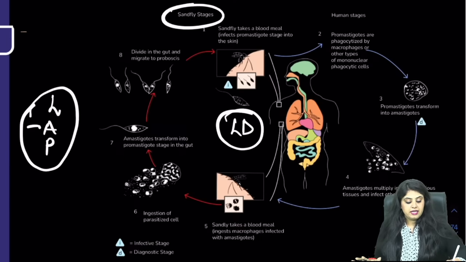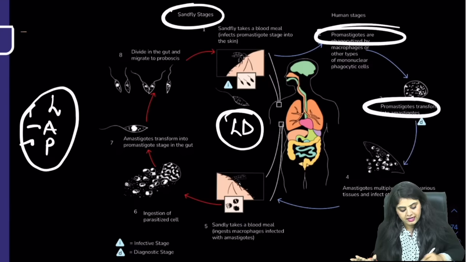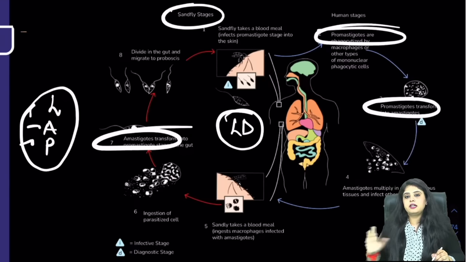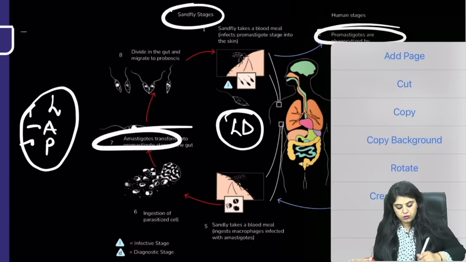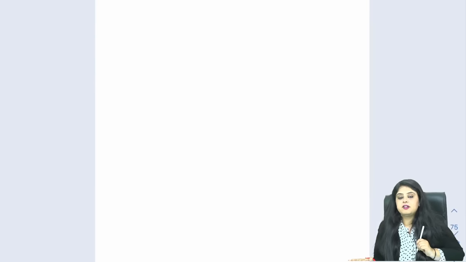That is going to be amastigote and promastigote, and that is what I'm seeing. I'm seeing promastigotes and I'm seeing amastigotes. I'm not seeing any trypomastigote, any epimastigote, nothing. So finally, what is your take home message? We can write it one last time and wrap it up.